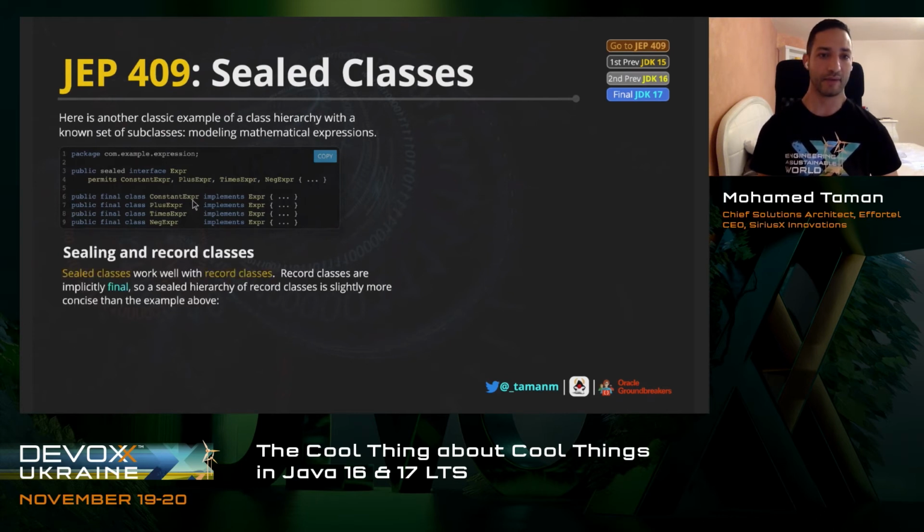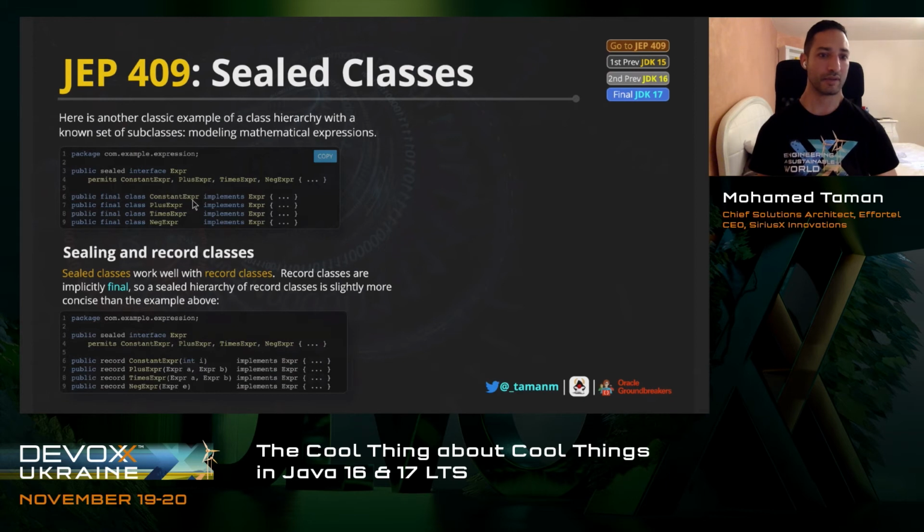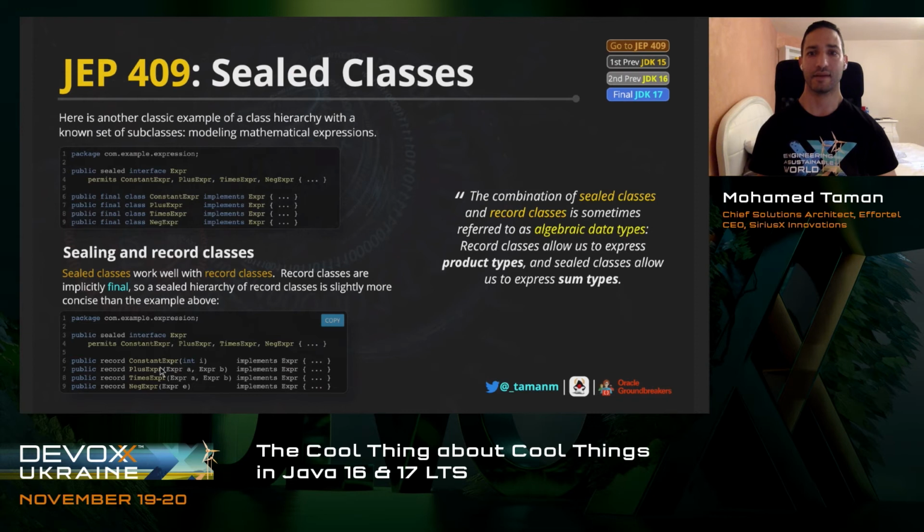So we can simplify it because sealed and record classes are really friends and they work well together. So we can reconstruct it like this. Yeah, it's a sealed interface, and I can change them to public record, and I provide all the constructs here because finally it seems it's a data carrier for us, and there is no more extension. So this is how we can enhance it. The combination of sealed classes and record classes is sometimes referred to as algebraic data types. Record classes allow us to express product types, and sealed classes allow us to express sum types.